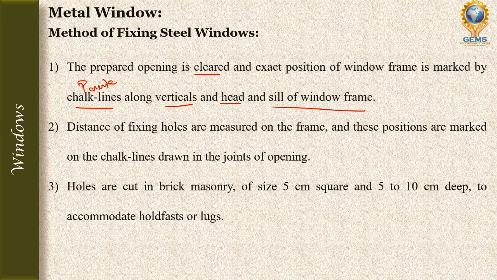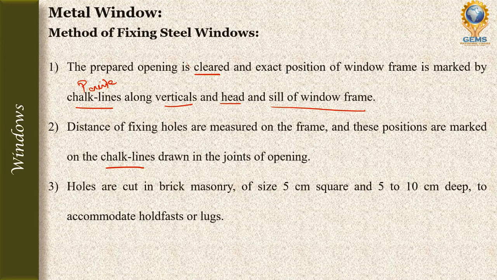Second, the distance of fixing holes are measured on the frame, because we have to drill holes to fix the hold fast. We have to mark the holes on the window frame, and these hole positions should also be marked on the chalk lines or pencil lines that are drawn in the joints of the opening. So we have to measure the distance of the fixing holes on the window frame and mark those distances on the opening where we drew the chalk lines or pencil lines. We have to mark that also.